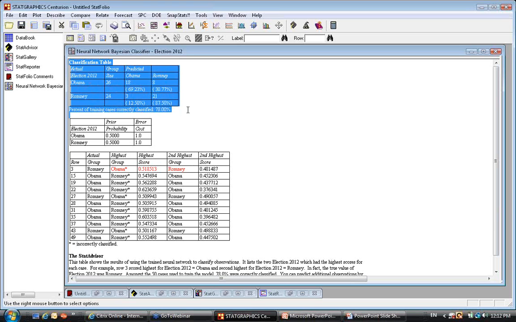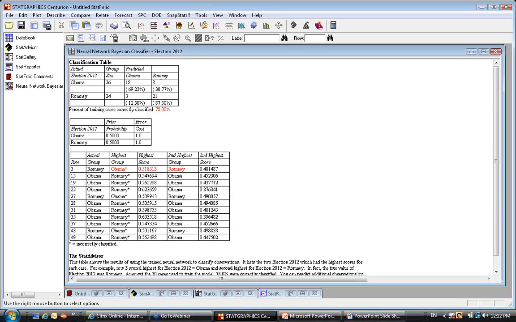Well, unfortunately, I'm not all that impressed by what it did. It got only 78% of the states correct. It actually missed 11 of the 50 states. In fact, 8 states that voted for Obama, it assigned to Romney. 3 states that voted for Romney, it assigned to Obama. Not nearly as good as the discriminant function procedure.